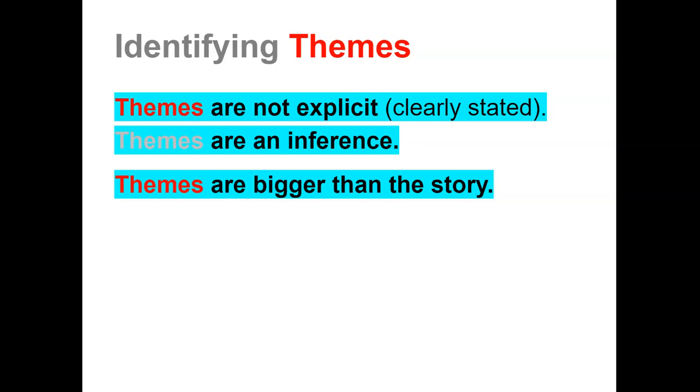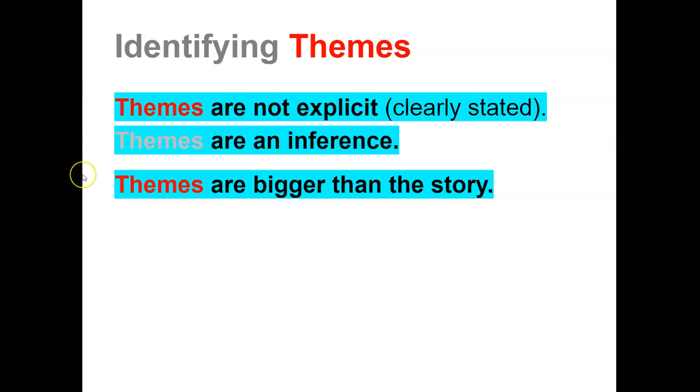The first thing that I want you guys to know is that themes are not explicit, which just means clearly stated. So most of the time when you read a passage, it's not going to come right out and tell you the lesson that you're supposed to learn in the story. Instead, like our second point says here, themes are an inference. That means that you have to take the information that is given to you in the story, look at the details, look at what happens to the characters, and come up with your own logical inference or logical guess about what you think the theme of the story is.